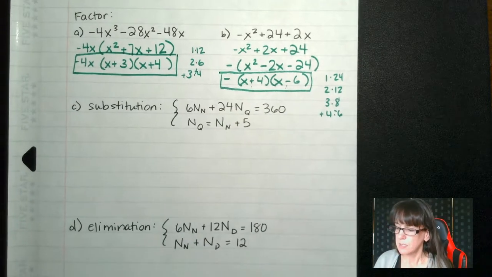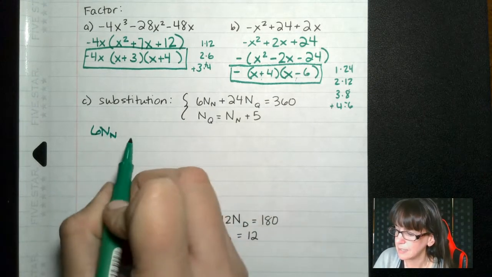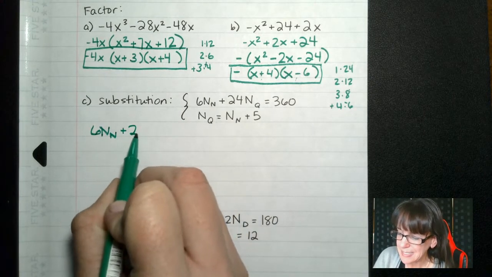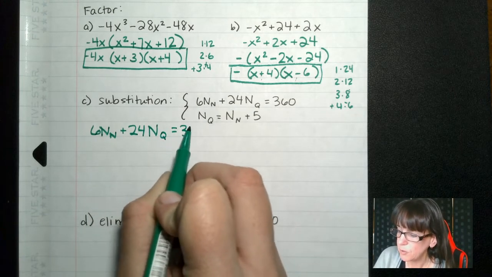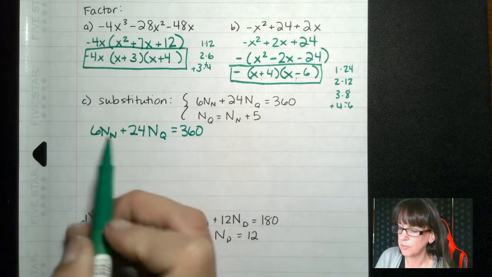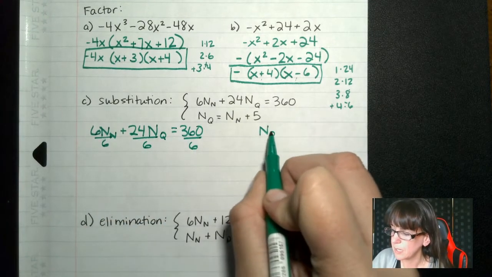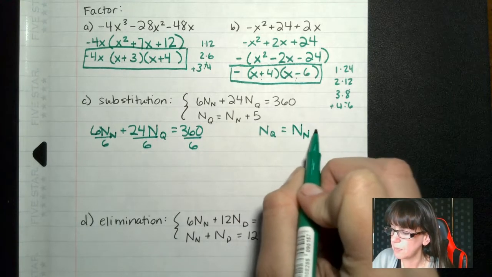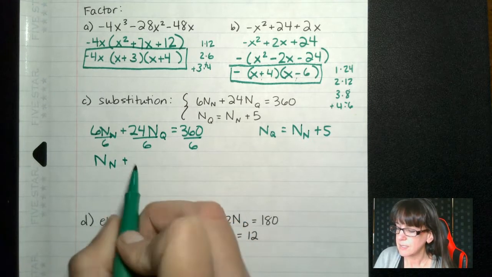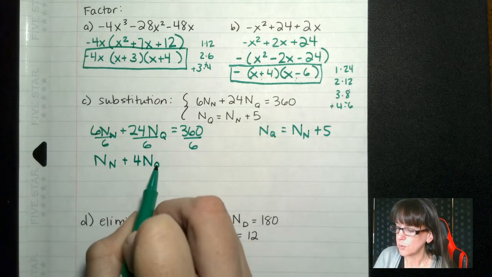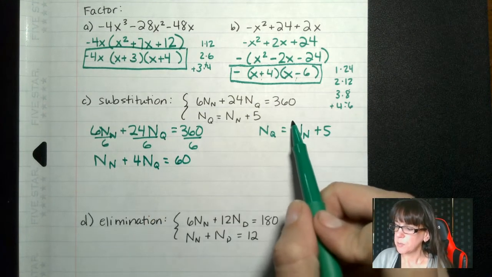So there we go. Substitution, we are going to do this. Substitution again means side by side. So let's write these guys side by side. This is another case where you don't have to do this extra step, but it looks like 6 goes into all of those. So let's divide everything by 6. I haven't even written my other one yet. Hold on. Let's write that. Equals nn plus 5. So that gives me nn plus 4nq equals 60. Now, nq equals all this garbage here.